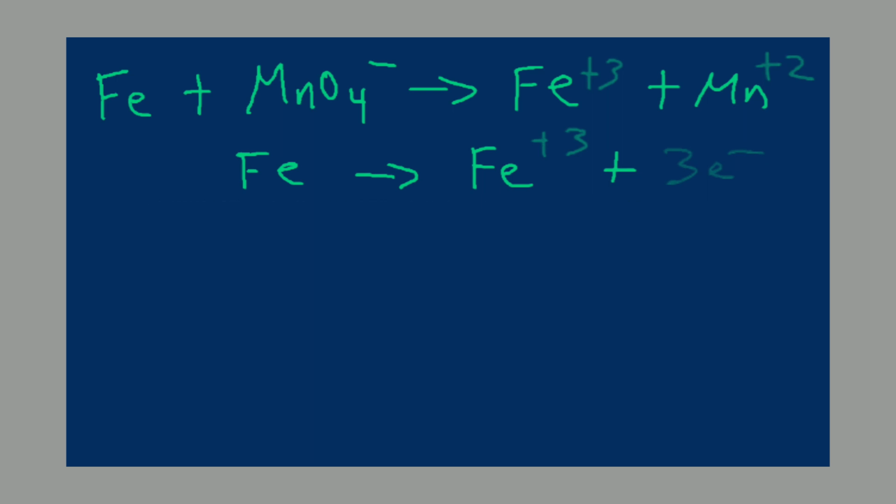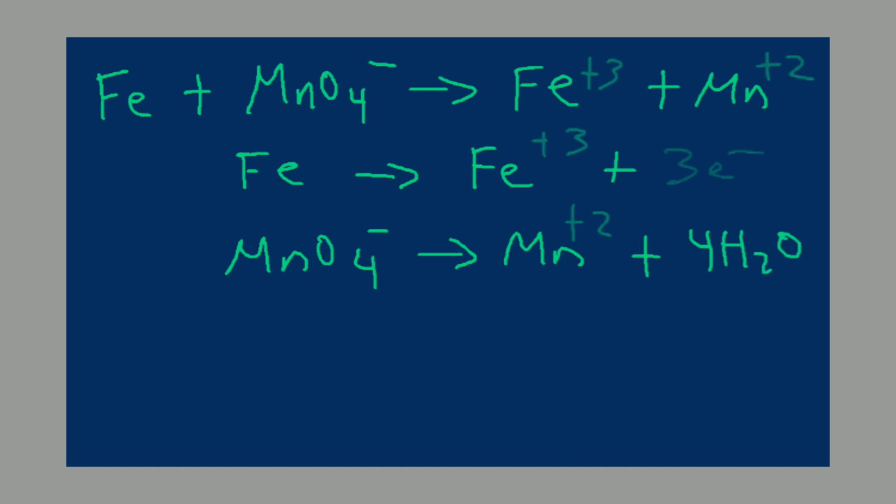Now let's move on to the next half reaction. So we have permanganate, and it's turning into Mn plus 2. So the manganese atoms are balanced in this reaction. We need 4 oxygen atoms, so let's add 4 water molecules to the right side. Now that we have 8 hydrogen atoms, we've got to add 8 H plus ions to the left side. So now that's balanced. Now we need to consider the charges.